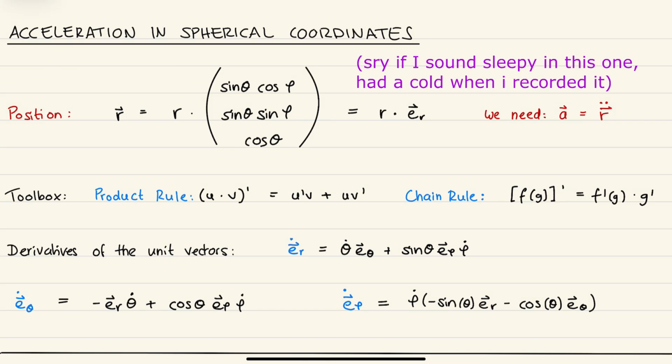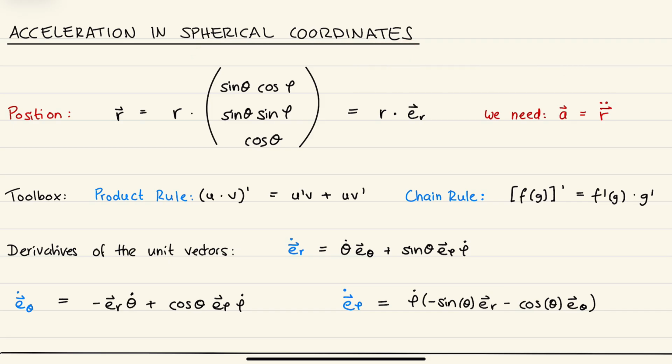In this video, we're going to learn how to calculate the acceleration in spherical coordinates. Just like in any other coordinate system, the acceleration is the second time derivative of the position vector. And just as a disclaimer, in this video I'm going to use the dot notation to keep things shorter. So, for example, x dot would mean the same as the time derivative of x.